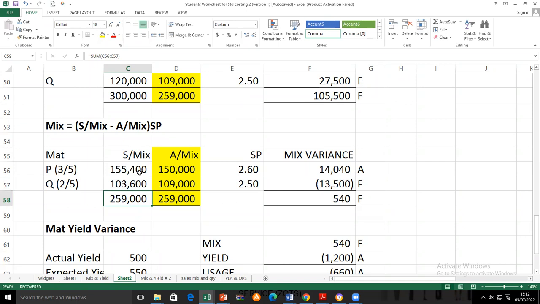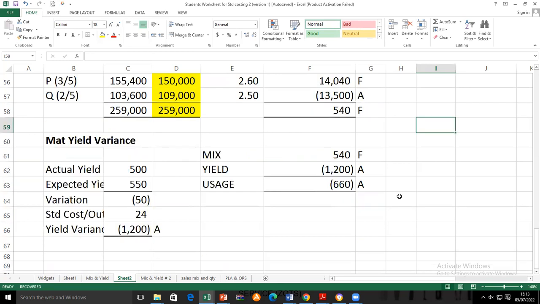Let's go now. So we subtract, multiply by 2.6, plus adverse as favorable. Let's check that's okay. Yes. So that is a favorable variance, and that's an adverse variance, and that's a favorable variance. Next one.